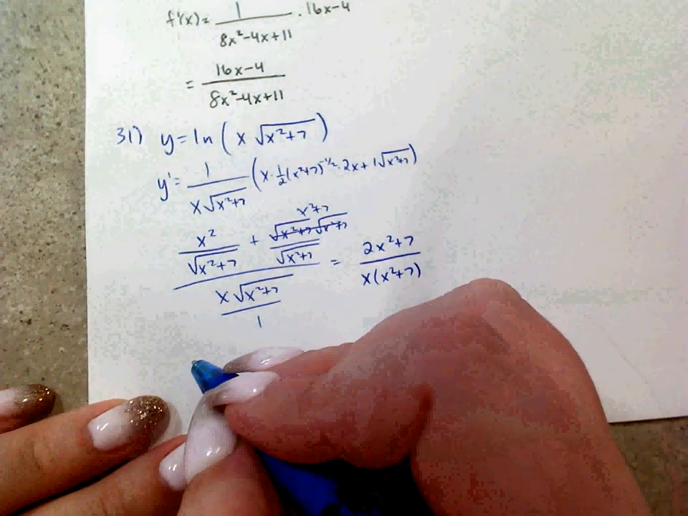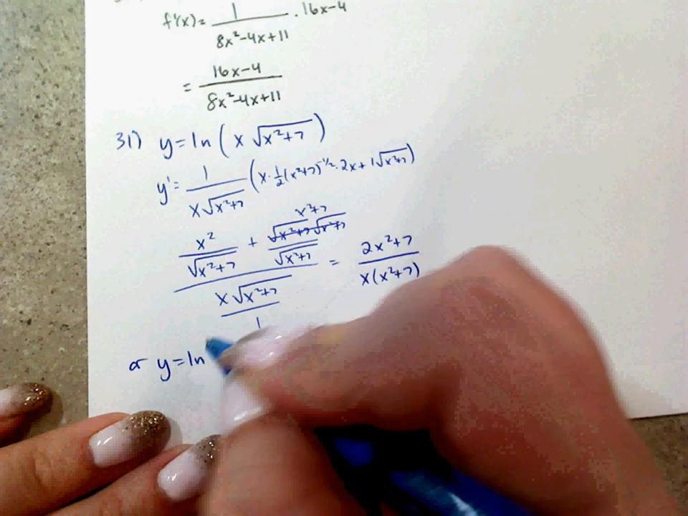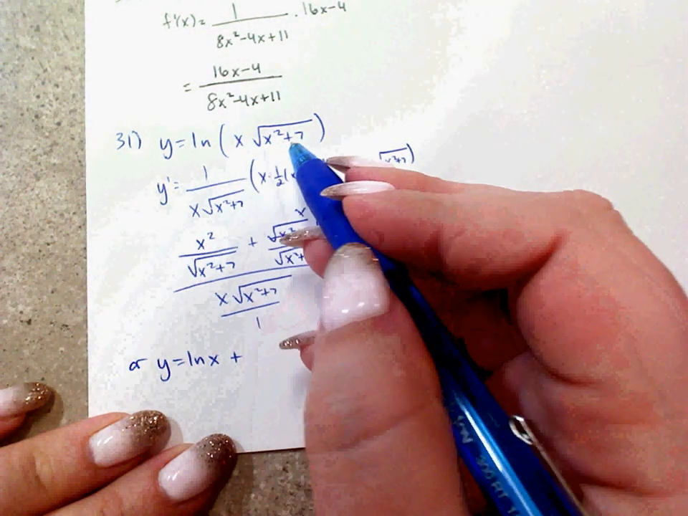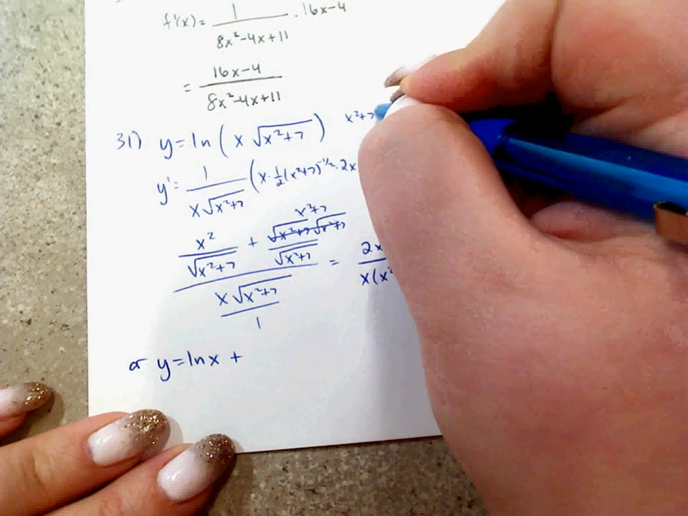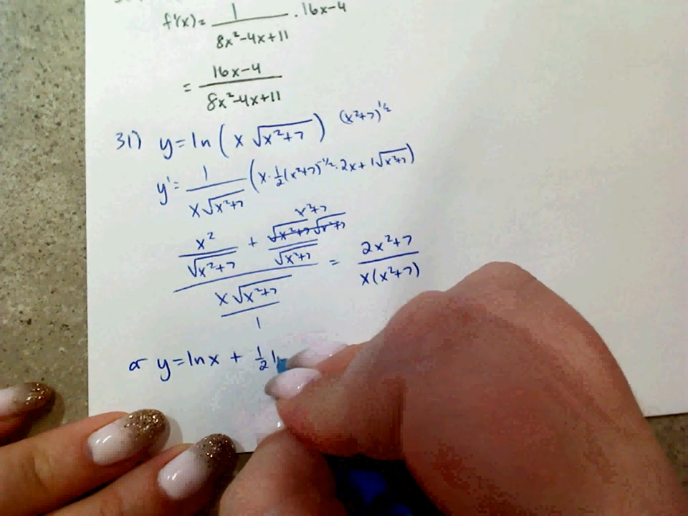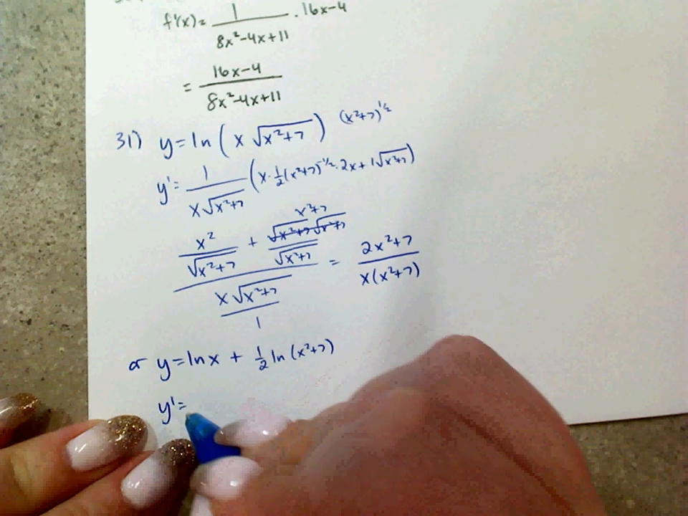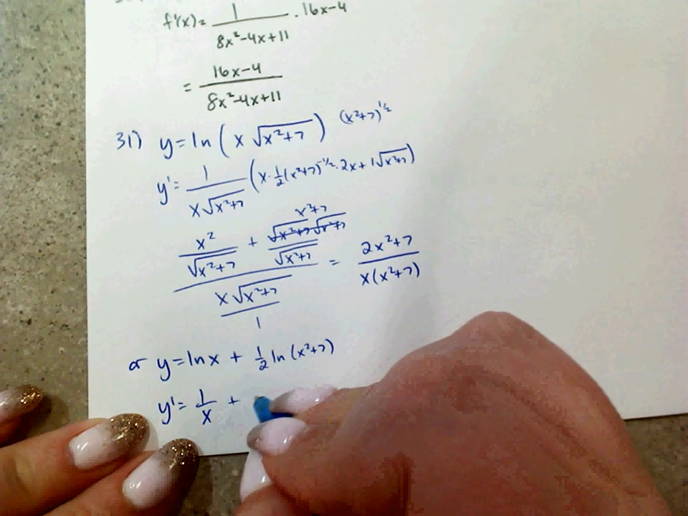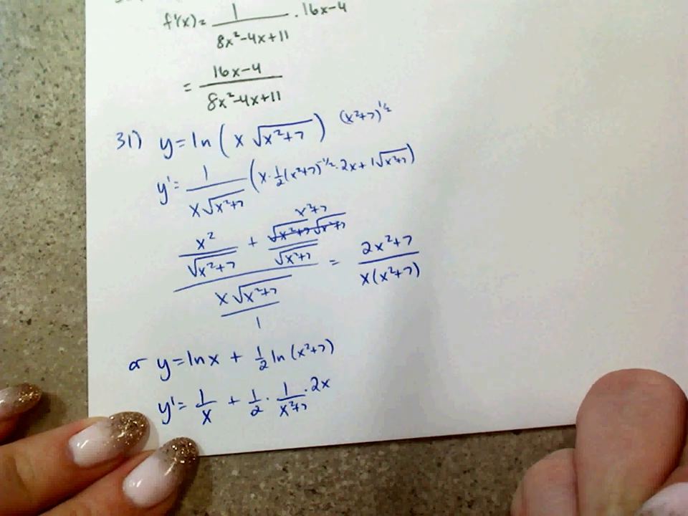Or you can do log properties and say y equals natural log. When you have a product, you can separate using addition. Natural log of x plus natural log of x squared plus 7 to the 1/2 power. And when you take a log of that, you can bring the power down to the front, so 1/2 the natural log of x squared plus 7. And so the derivative would be y prime equals, the derivative of natural log of anything is 1 over that thing times the derivative of that thing, the derivative of x is 1, plus 1/2 times 1 over x squared plus 7 times derivative of x squared plus 7, which is 2x.